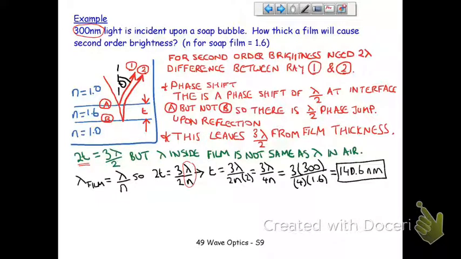The lambda that we need is the lambda inside the film. Well, rearrange. t is equal to 3 lambda over 2n times 2. Took that 2 and put it down here, which equals 3 lambda over 4n, which equals 3 times the original lambda in the air, which is 300, over 4 times 1.6, which gives us that. And that's the scale.